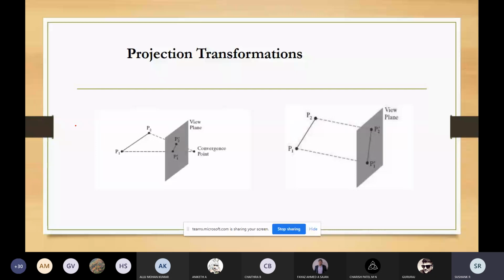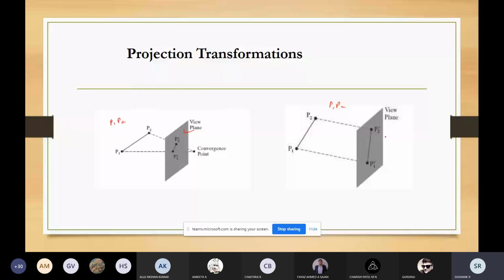So you can check here. Once the transformation is done, this object P1 and P2 will be projected onto this view plane. Here also we have one object, given by P1, P2, a line. To simplify this, we have one line, and this line is projected onto the view plane.